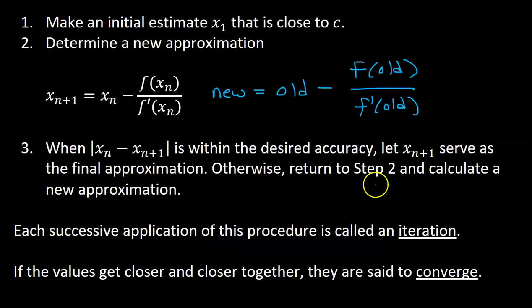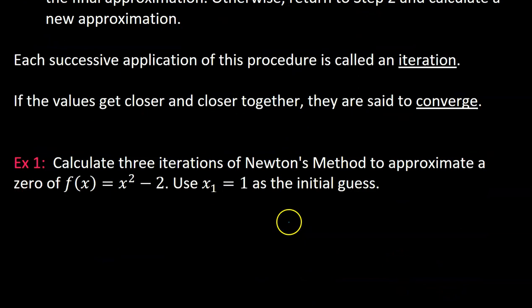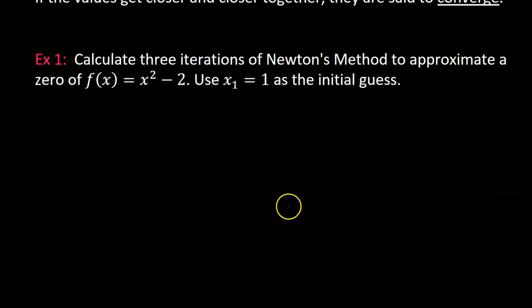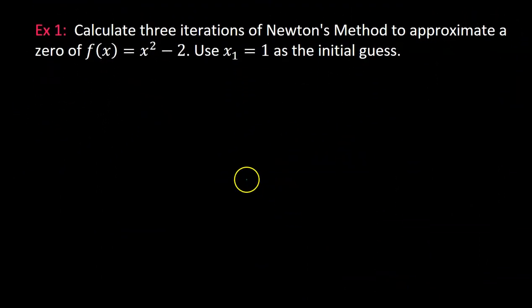Otherwise, repeat step 2. Each successive application of this procedure is called an iteration. If the values get closer and closer together, they are said to converge. So this will make more sense once you look at an example.